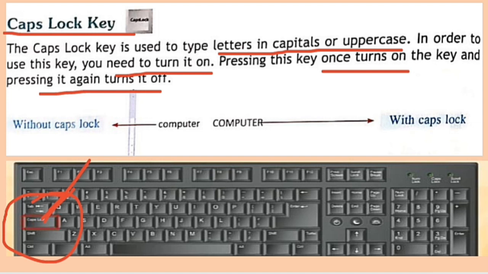When you press this key, here caps lock is written. This light becomes green. It means your caps lock is on. When there is no light here, it means caps lock key is off. So you can identify from here whether caps lock is on or off. Here the light will blink.